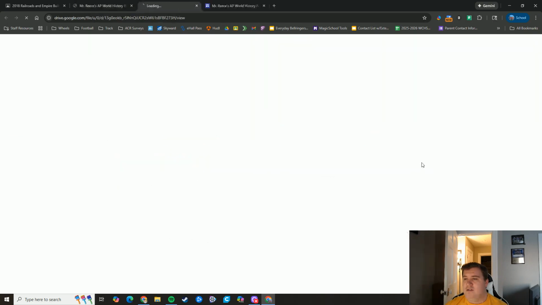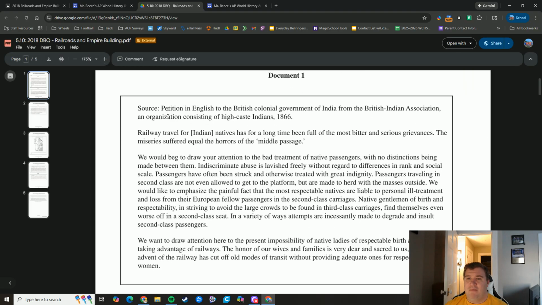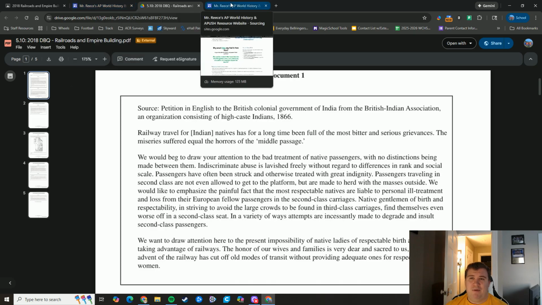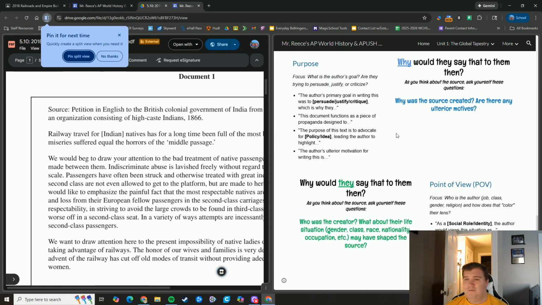We're going to go to document 1. So document 1, if you don't remember, is the petition of the organization consisting of high caste Indians in 1866 to the British colonial government. And so we're really sitting there trying to figure out what's the ulterior motives, what's the perspective, what's the historical context, something along those lines that is going to be very beneficial for our argument. So I'm actually going to split this into 2.